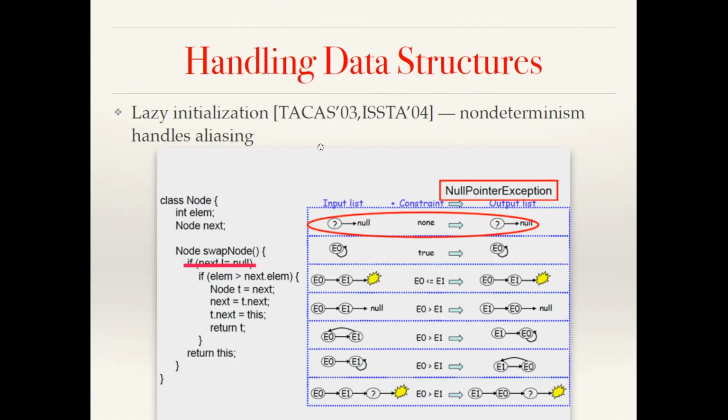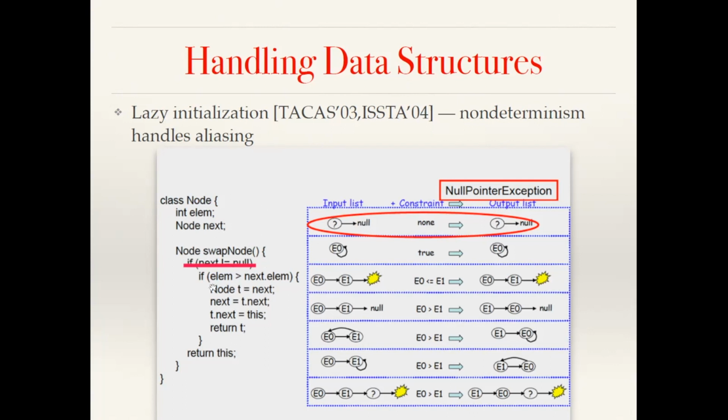On the left-hand side, we have an implementation of a singly linked list. We have class Node with integer elements denoted elem, and next points to the next element in the list.